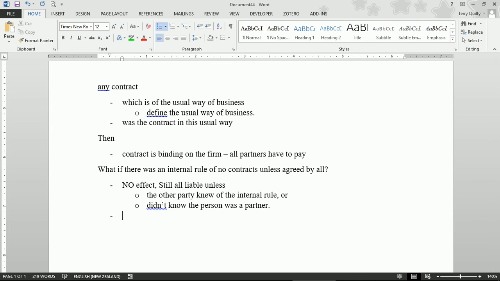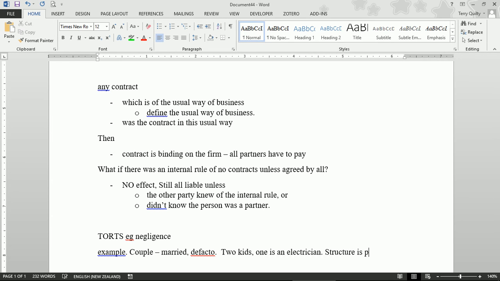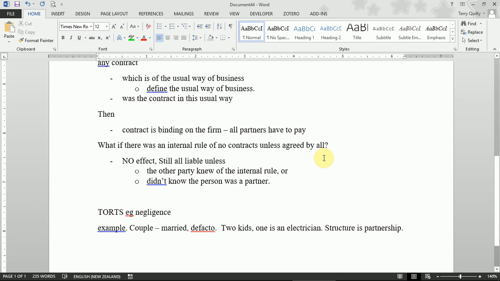Now, remember that's just contract. It's not about torts. So what happens with torts like negligence? Let's take an example of a couple. We have, say, a married or de facto couple. They have 2 kids, and one is an electrician. And the structure is partnership. A lot of people do that because it's useful for splitting income, tax purposes and such. However, as we can conclude, it's not really a good idea.